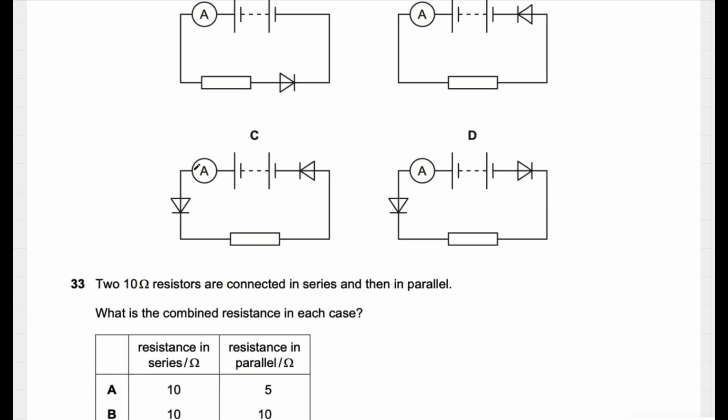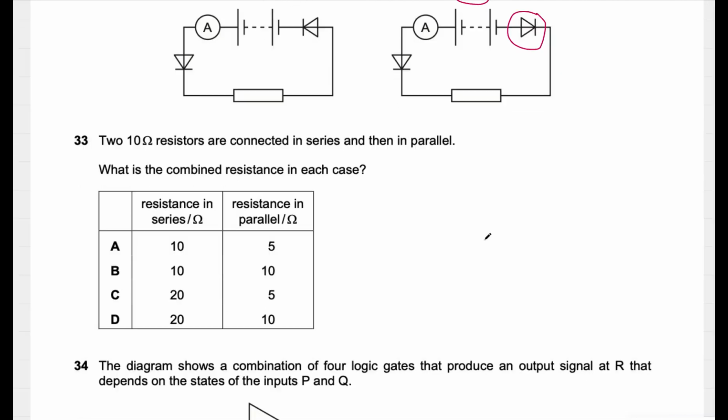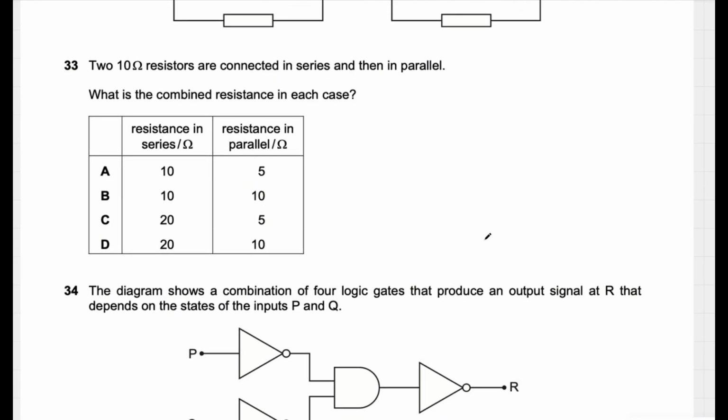Say the current goes like this: the first diode is fixed properly, the second diode is fixed properly, so it's not zero. Let's see this one. The first diode is fixed properly, but this diode is wrong. So the current can no longer go, so it's going to be zero. So our answer is D. If you have zero in the ammeter reading, it is because this diode is wrongly fixed. Now let's go to question 33.